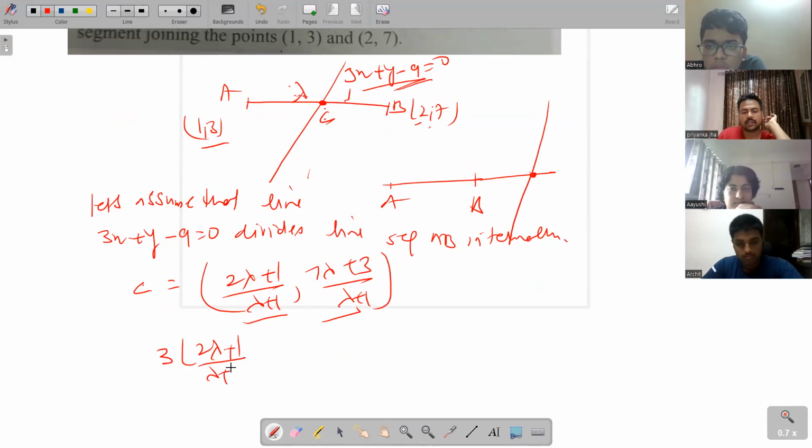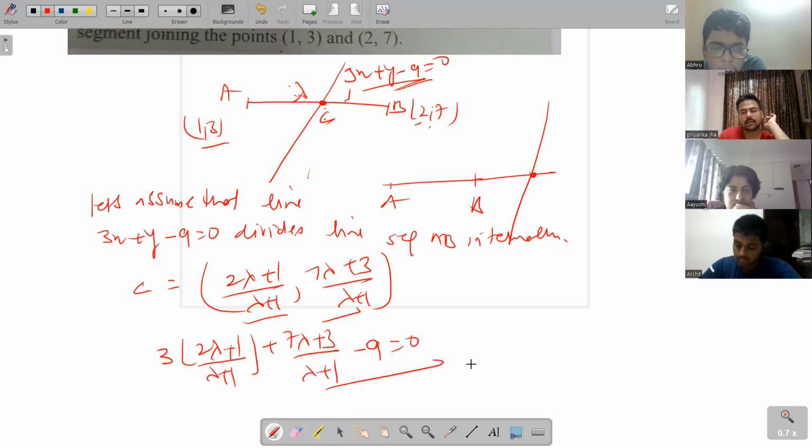That's it. Understood now? Yes, sir. Just solve it, you will get the answer. Whatever value of lambda you get, that is the ratio. You will get 3/4. Note it down.